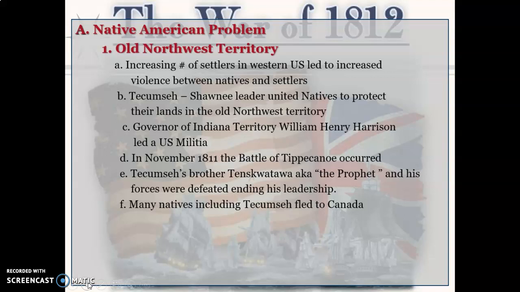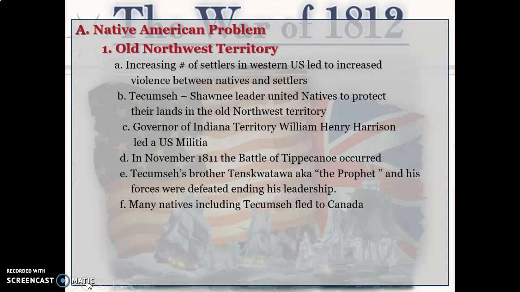It is a major frontier problem, maybe a foreign policy problem. So as you see, an increasing number of settlers in what back then was the western U.S. is going to lead to increased violence between natives and settlers. Once again, settlers wanting to take Native American hunting lands and all that good stuff.